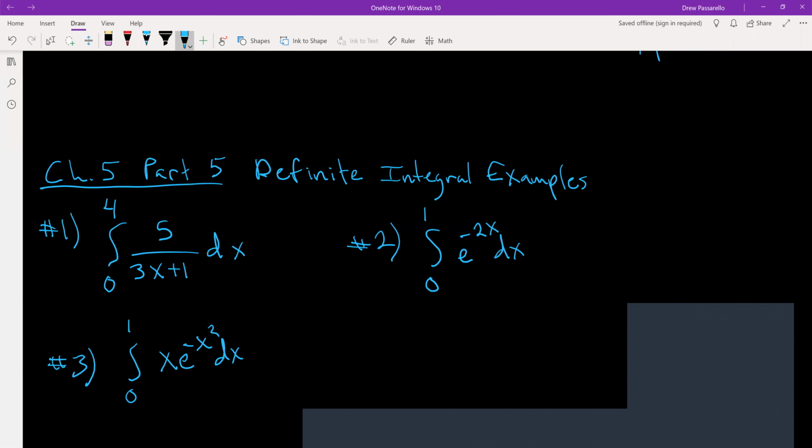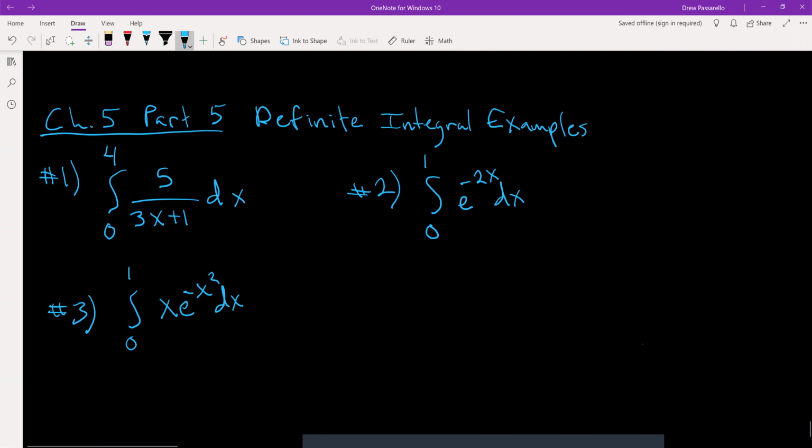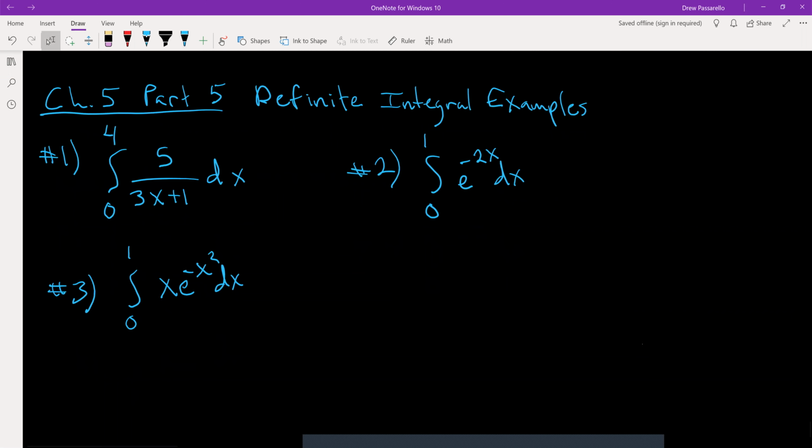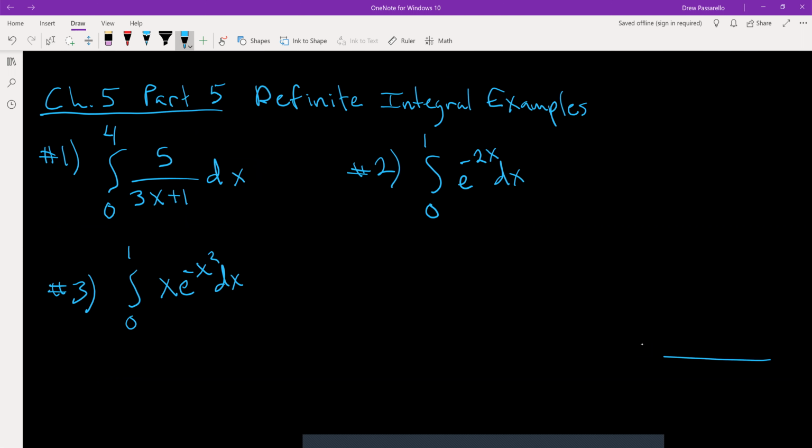This is going to be the last part of chapter 5, so we'll be doing some definite integral examples involving natural log and exponential. All right, so we'll be doing these 3 problems, and then that'll be it for this chapter. Now, number 1.